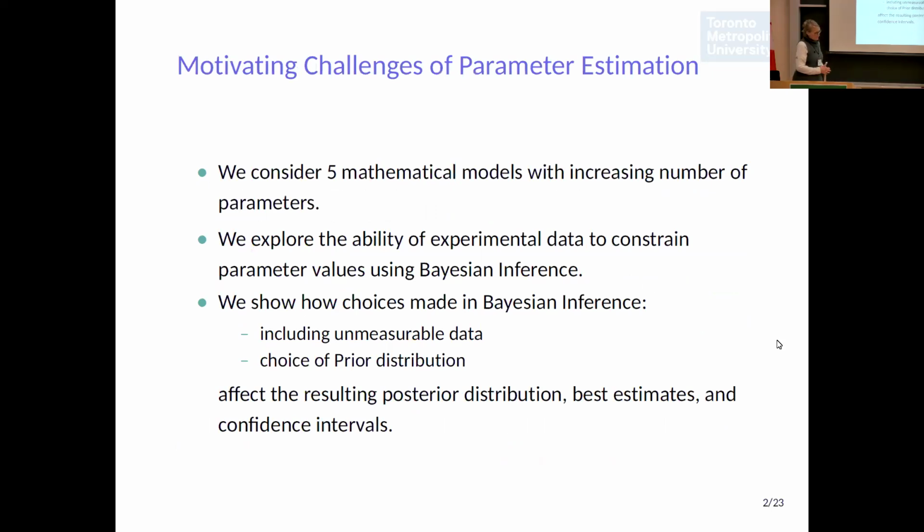So we're going to consider 5 increasingly more complex mathematical models for tumor growth. We have some experimental data. We'll use Markov chain Monte Carlo or Bayesian inference to estimate the parameters. And we're going to look specifically at how the number of parameters that you're trying to fit affect your results, how the prior that you assume in Bayesian inference affect your results, and how to properly handle missing data points.